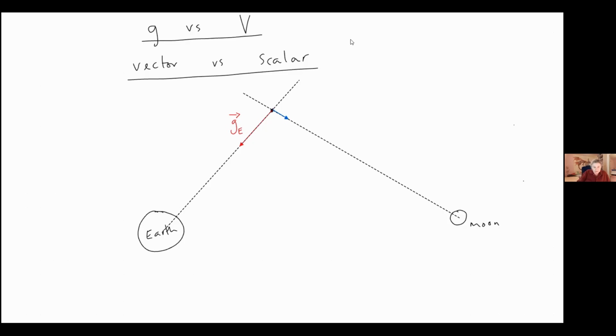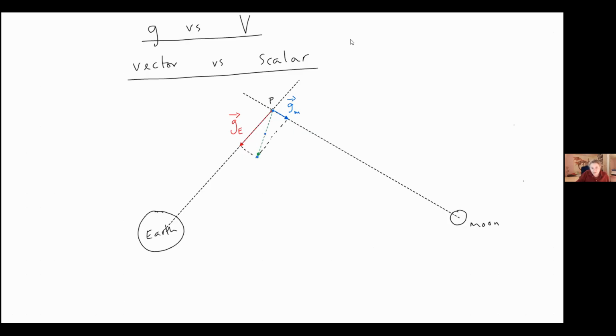Okay, and now I'm going to call that G due to the Moon, and again it's a vector. If you want to find the gravitational field strength at that point, which I'm going to call P, then it's the vector sum of the red line and the blue line. Okay, so you can see, I can do this and I can do this. And the vector sum is the green one.